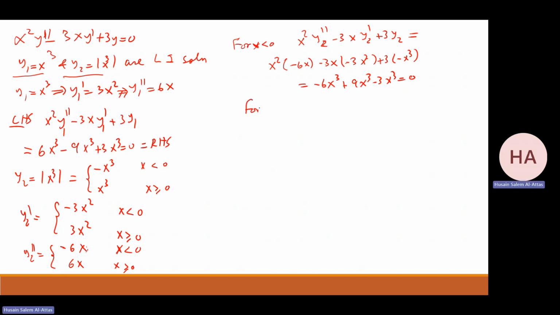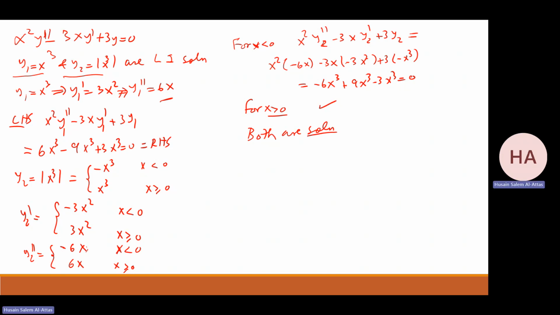For x positive, I think it will be x cubed, so we did it here, similar to this. So it's true. So both are solutions. Both are solutions.